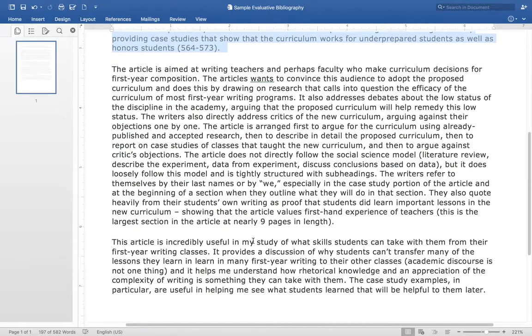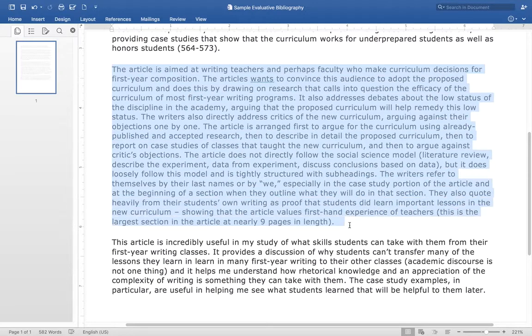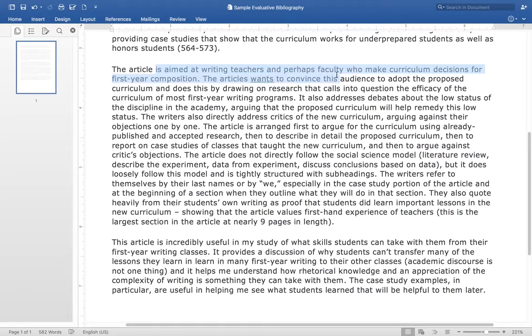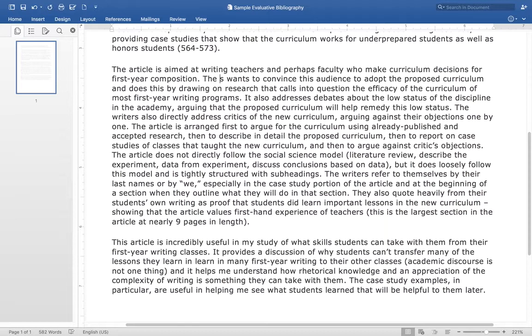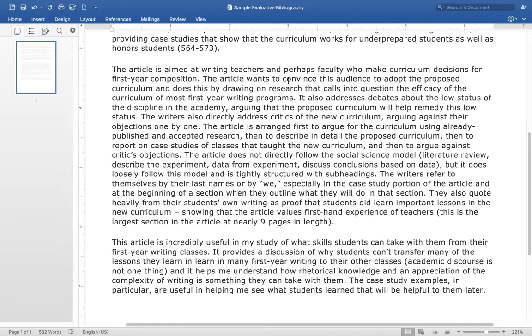The second paragraph looks at rhetorical analysis. It looks at the essay as an essay. Who is the article aimed at? The article is aimed at writing teachers. What is the article's goal? The article's goal is to convince that audience to adopt the curriculum that they suggest. What else does it do? Well, it addresses debates about the low status of the discipline of composition in the academy. So what is this article doing? Who is it speaking to? What is its goal?